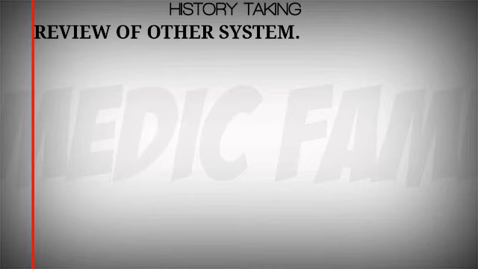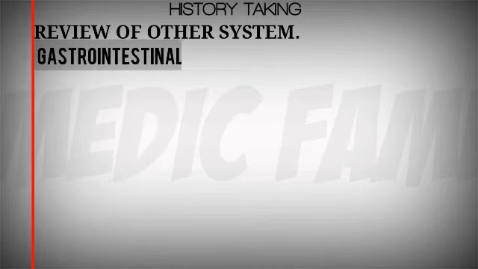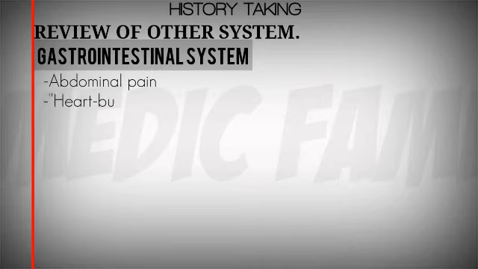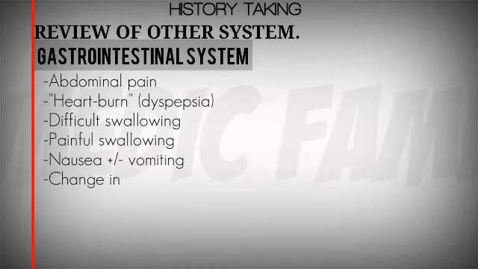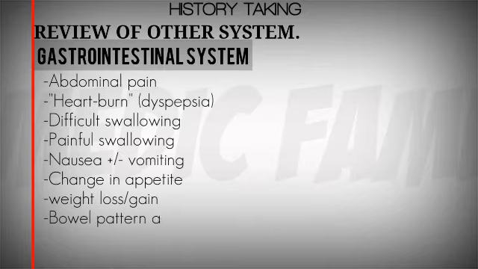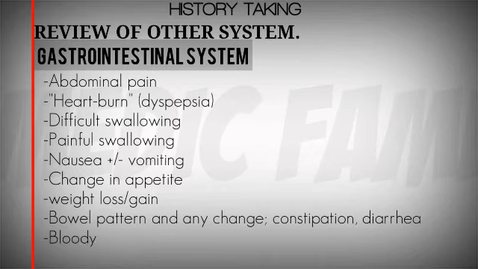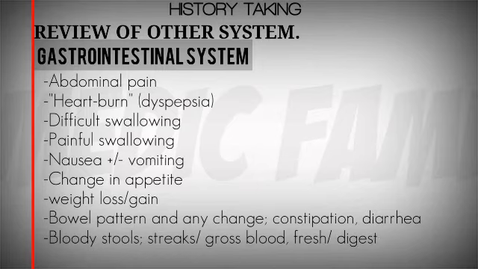On gastrointestinal system, common things to ask are abdominal pain, heartburn, difficulty in swallowing, painful swallowing, nausea, vomiting, change or loss of appetite, weight loss or weight gain, constipation or diarrhea, blood in stools, and history of yellowish discoloration.